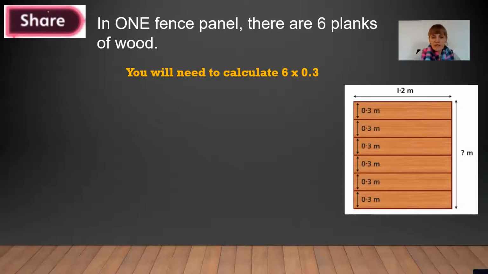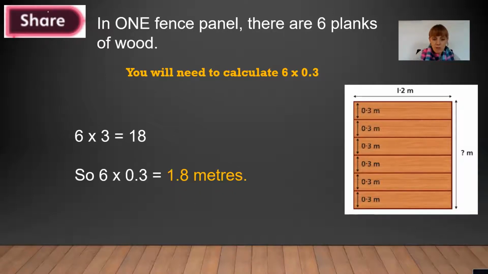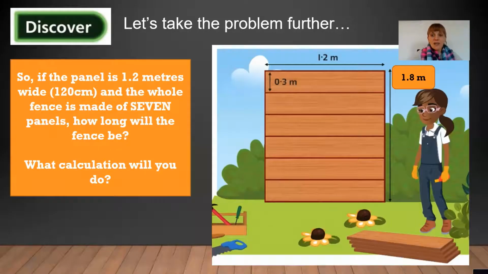Now, in order to answer this, like with our Fab 4 warm-up, we can use our known facts to help us. Our known fact is that we know 6 times 3 is 18. Now, we're doing 6 times 0.3, which is 10 times smaller. So that means 18 needs to get 10 times smaller. So the height of that fence panel is 1.8 meters.